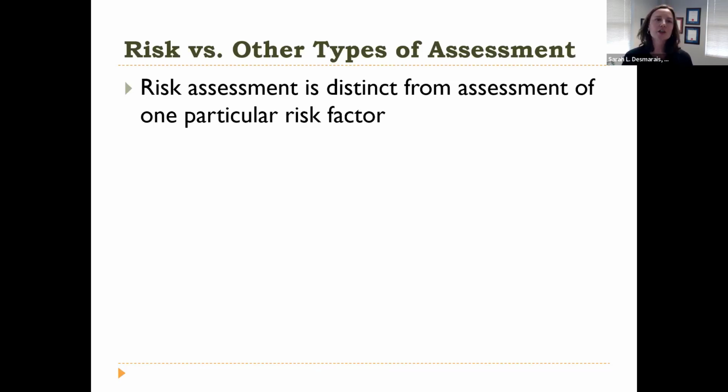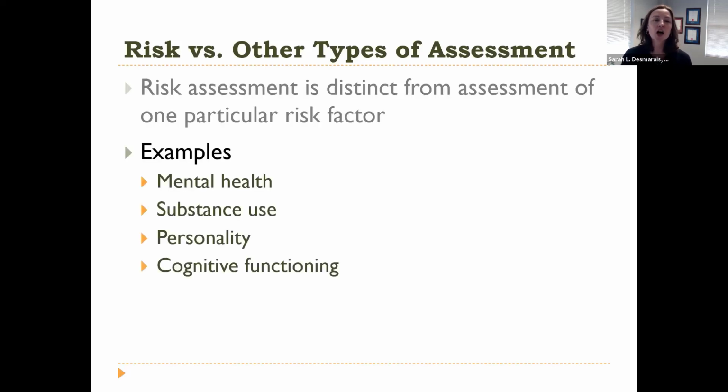So risk assessments are going to be much more comprehensive, and they're going to use a combination of factors. They could include mental health, substance use, personality. They might look at cognitive functioning. They'll often look at the environment and peers. So it's going to be very multidimensional. It's usually going to be, like I said, longer, but it is very distinct from, say, just doing a substance use evaluation or a mental health evaluation.